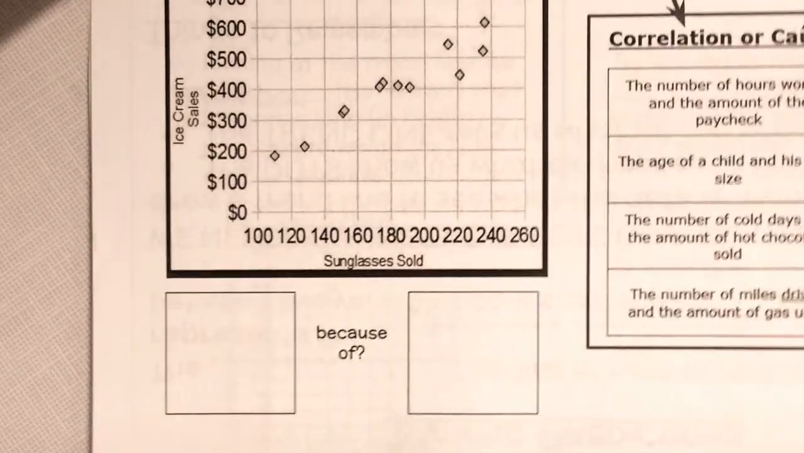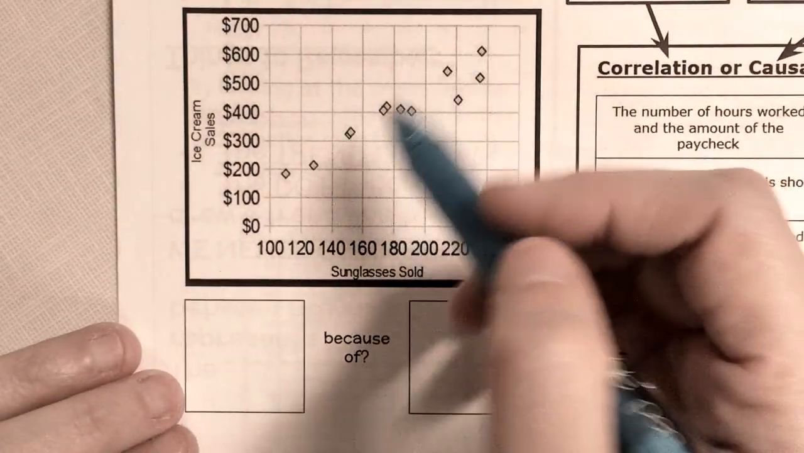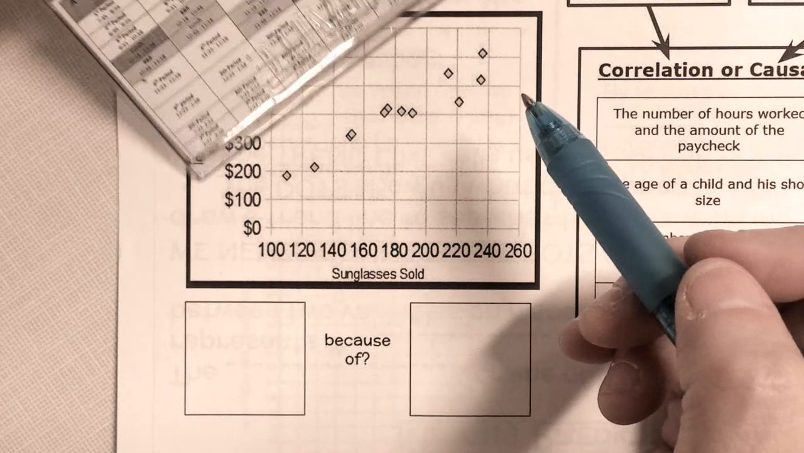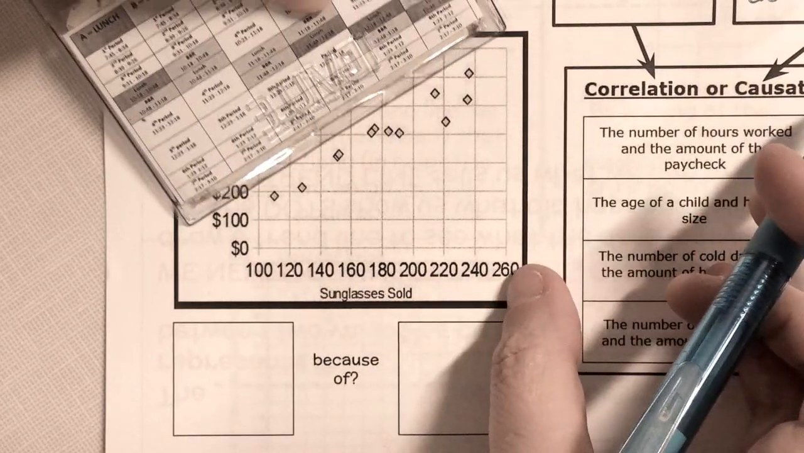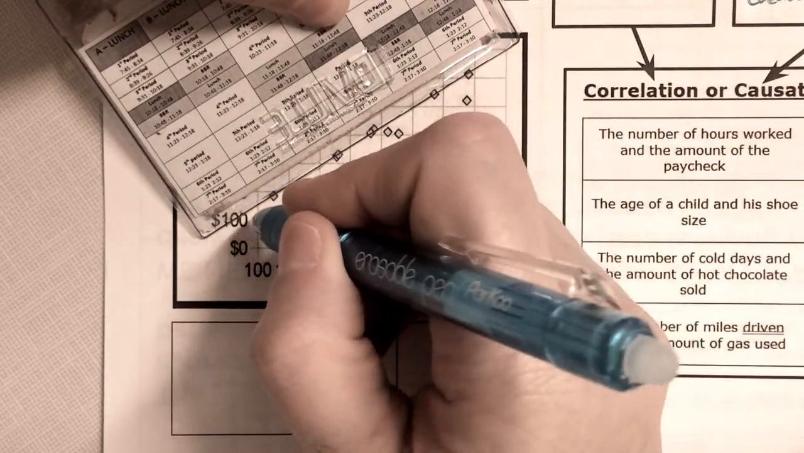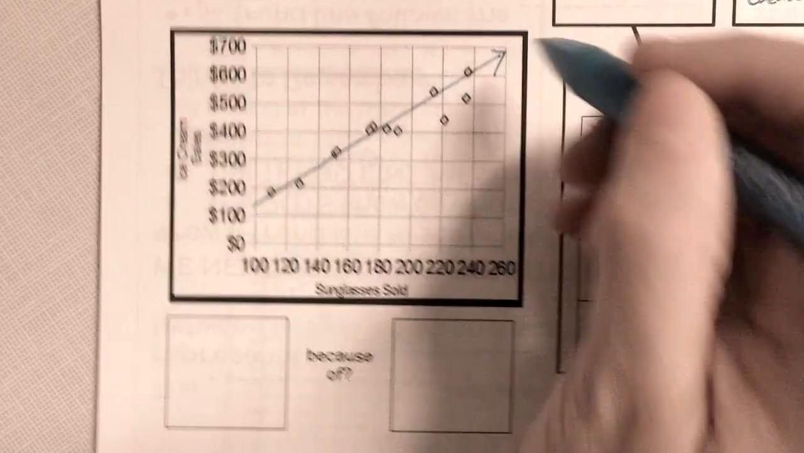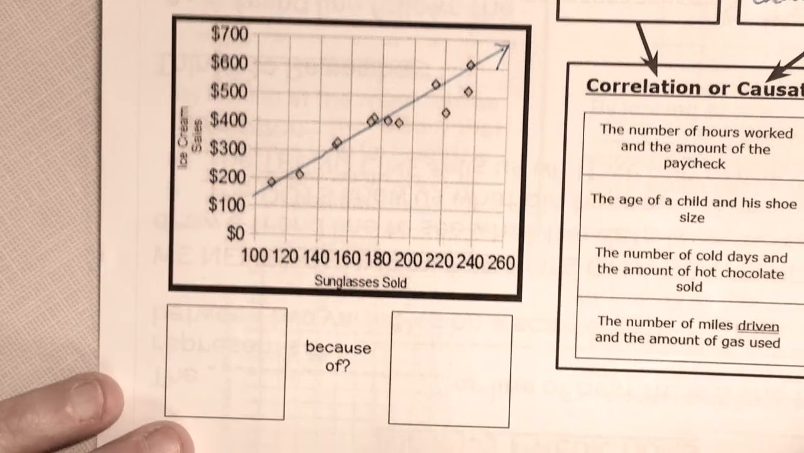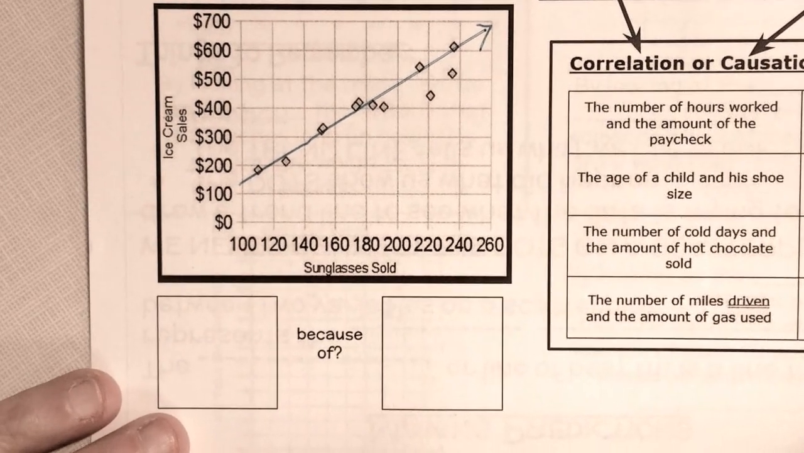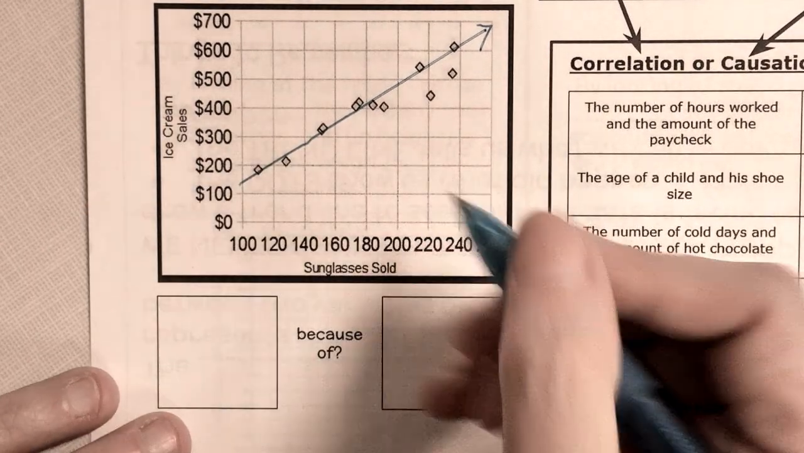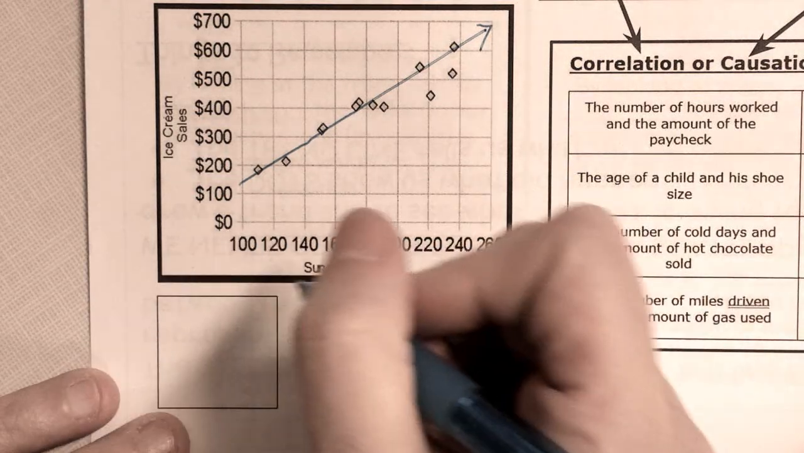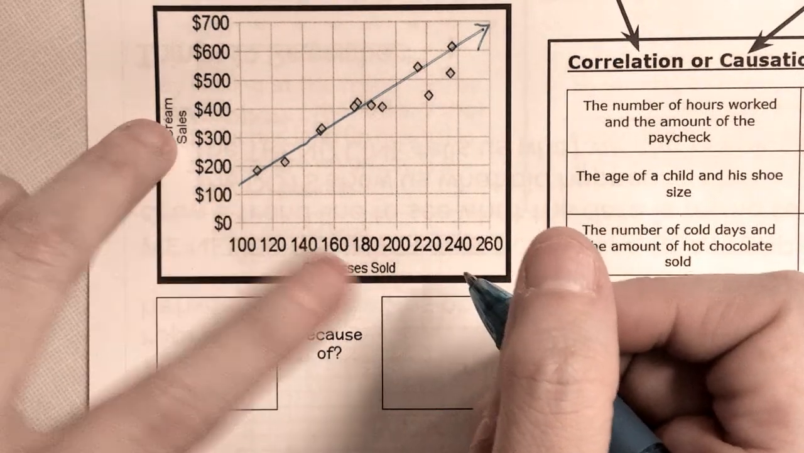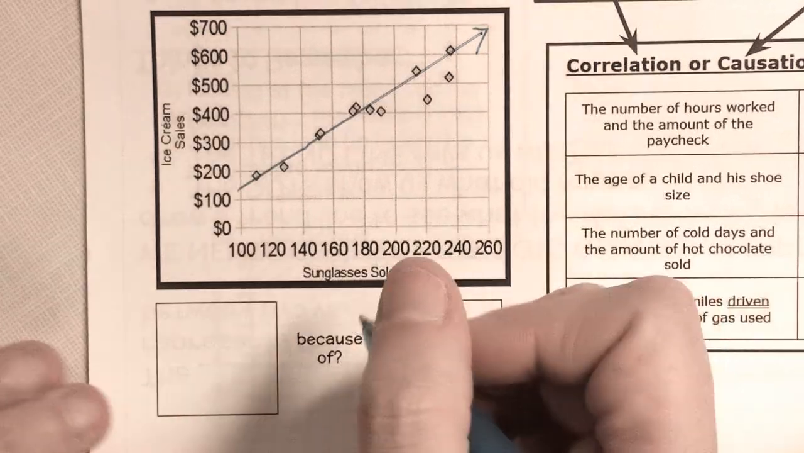So let's look at this example here. If I look, I can see there is some kind of linear relationship between these two variables, and it looks like it's positive. It looks like we have a positive linear relationship between ice cream sales and sunglasses sold. So what this graph is saying is ice cream sales and sunglasses sold are related, and it looks like they're going up.